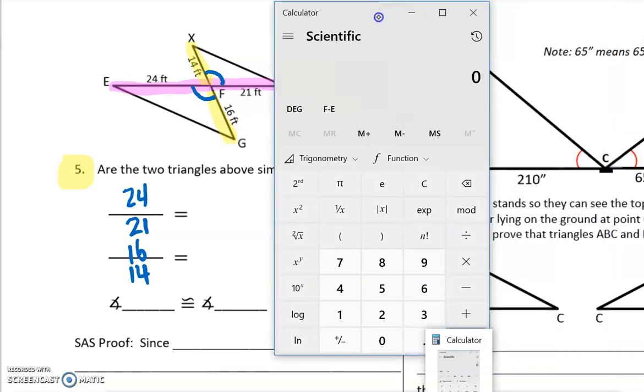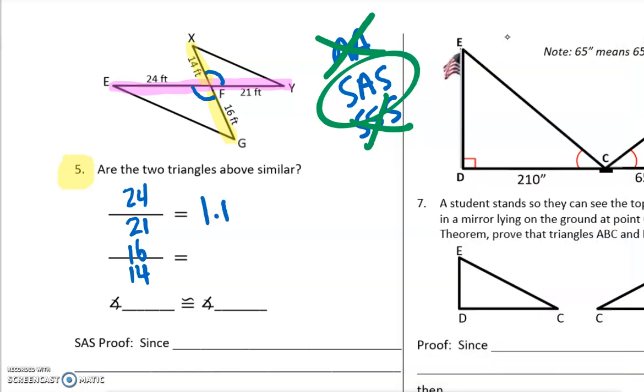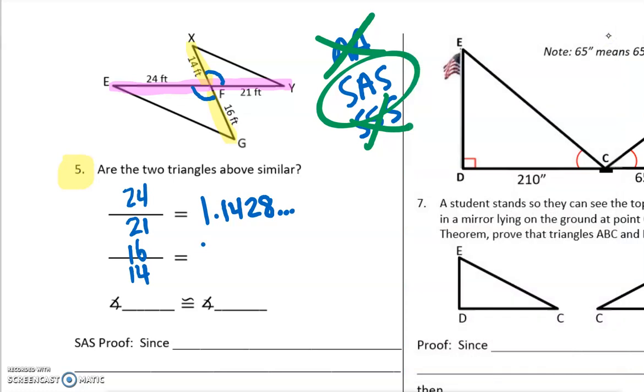You can do so by just taking a calculator and dividing 24 divided by 21. That gives us 1.1428. So we've got to remember that. So let's write 1.1428. It does continue. So let's write 16 divided by 14. And look at that, 1.1428. So they are indeed the same proportional.